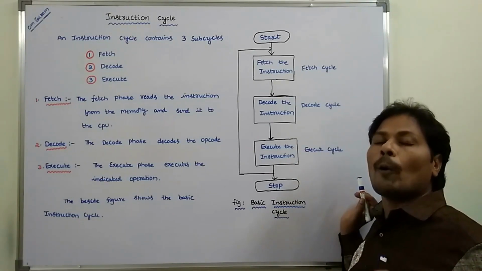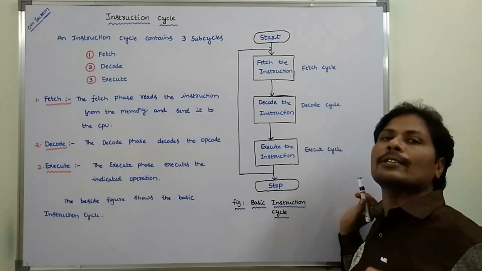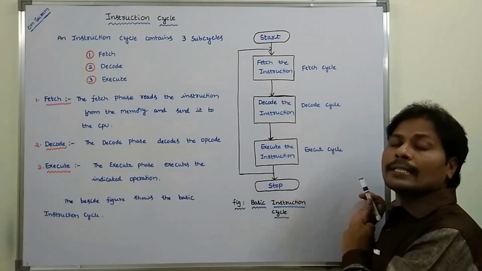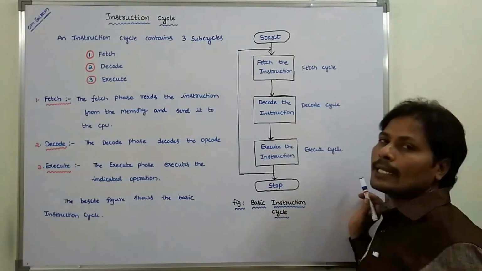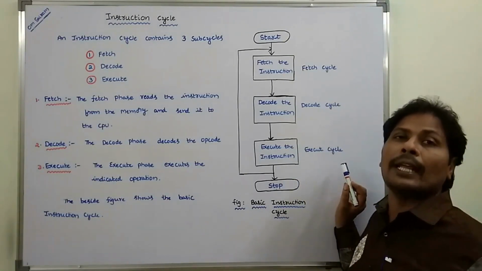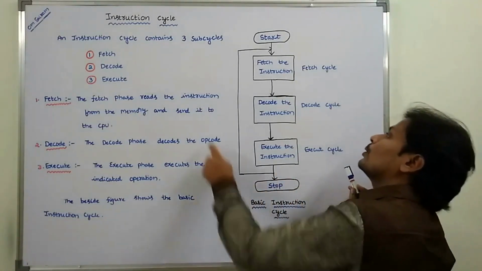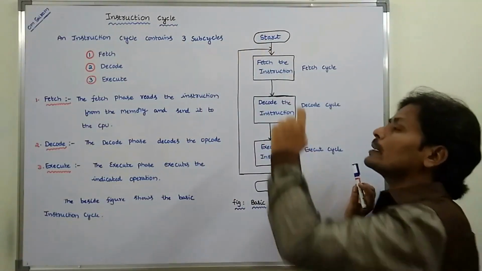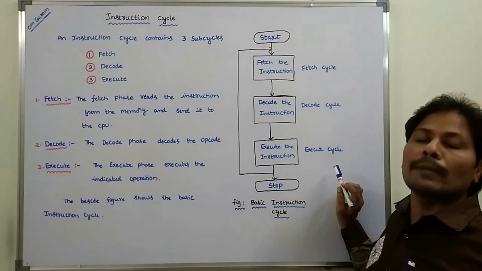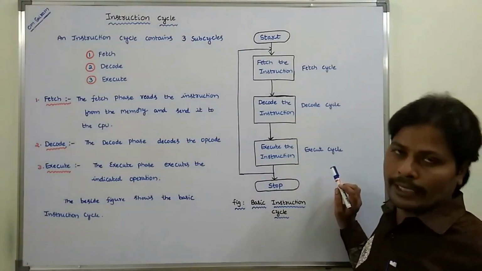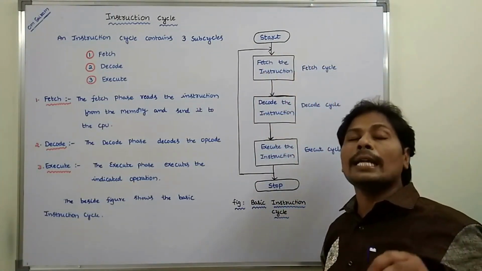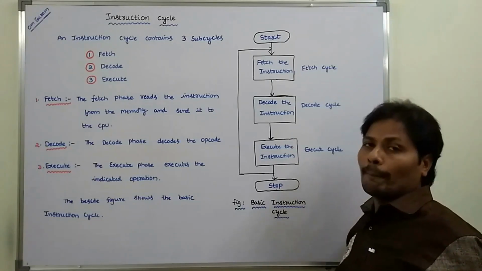So what is the operation that is specified in the instruction? That operation is executed in execution cycle. Once the instruction is successfully executed, again it goes to the fetch phase. Now the fetch phase reads the next instruction from the memory and sends it to the CPU. So this can be done repeatedly until all the instructions in the program are completed.